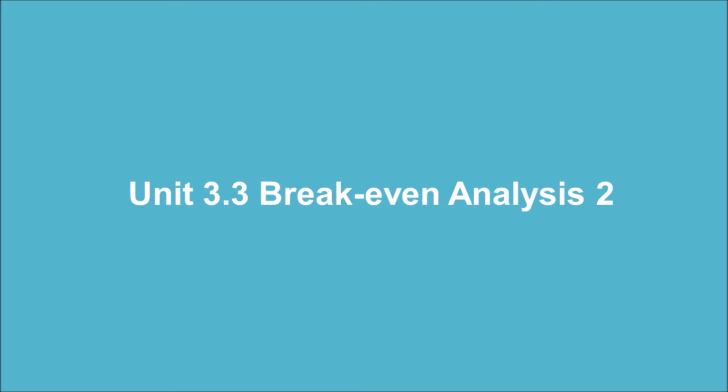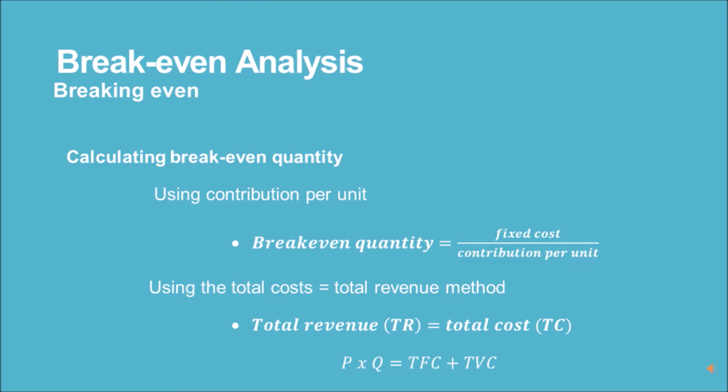Unit 3.3 Break-Even Analysis 2. Calculating break-even quantity. Using contribution per unit. Break-even quantity equals fixed cost divided by contribution per unit. Using the total costs equals total revenue method. Total revenue (TR) equals total cost (TC).